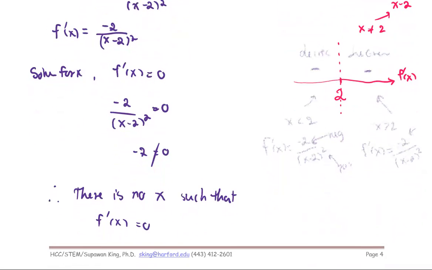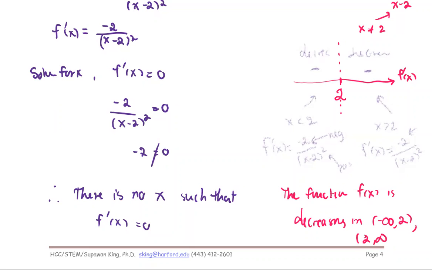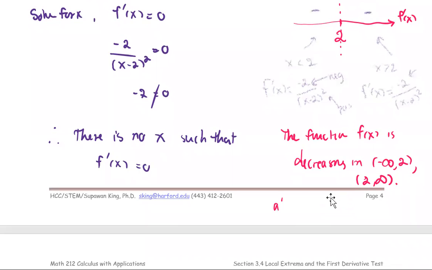So we can make a summary on the bottom here. The function f of x is decreasing in the intervals negative infinity to positive 2, and also 2 to infinity. We do not include 2 because at 2 the function is not defined. So make a note: at x equals 2, f of x is not defined. That's why 2 is the breaking point of the graph.